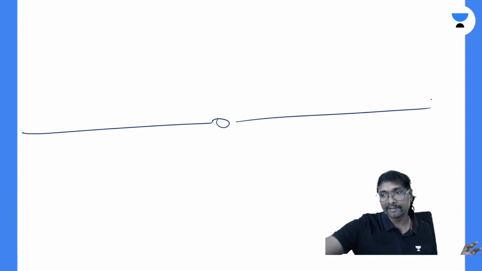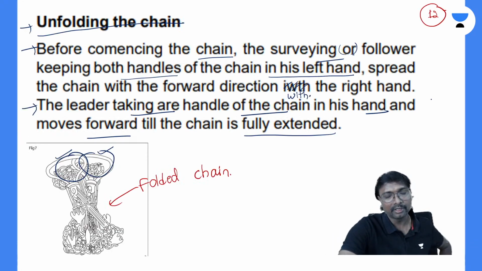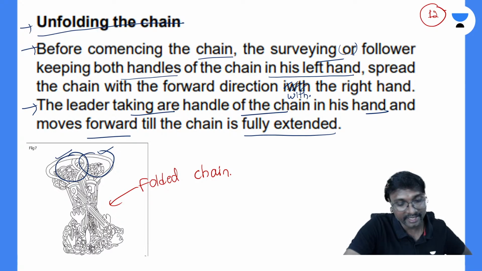Is that clear to everyone? Chaining of a line and instruments in chain survey, are they clear to everyone? Yes or no? So I'll be closing the session, and we'll be continuing next time.